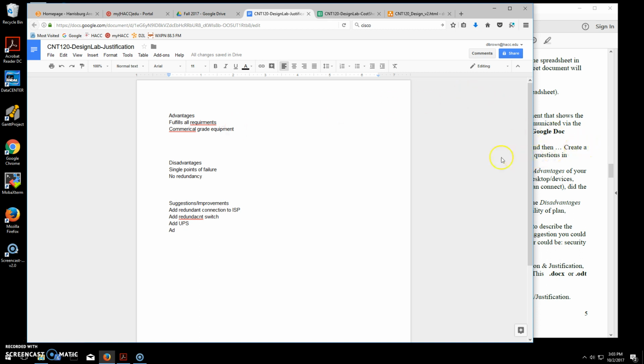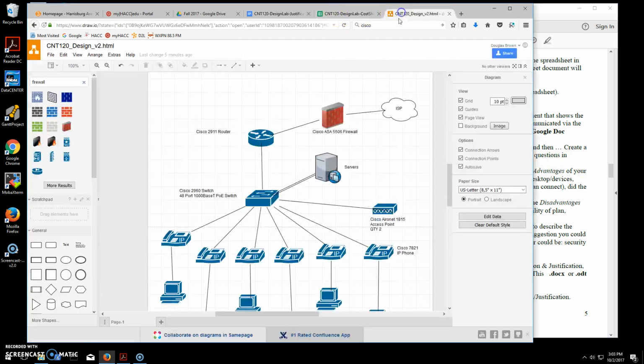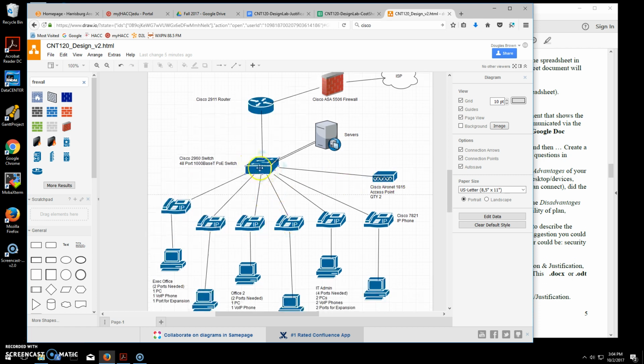So this is actually relatively easy. It takes most people 10-15 minutes to do this. I want to address the good parts of my plan: we've fulfilled all the requirements, we have quality equipment, we have some extra network ports, we have wired and wireless connection, and we have the capability of configuring VLANs for security, etc. We have lots of good things going on.